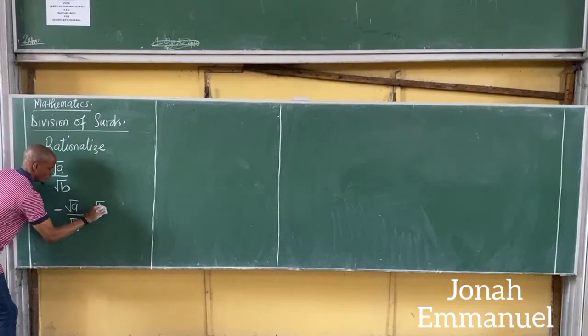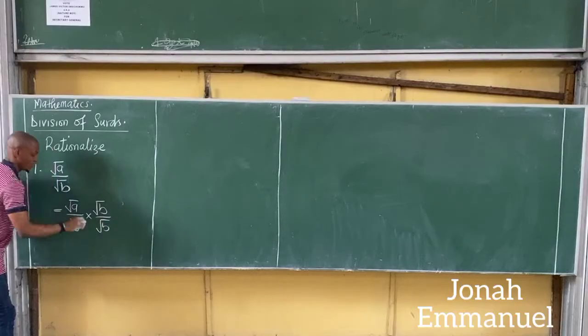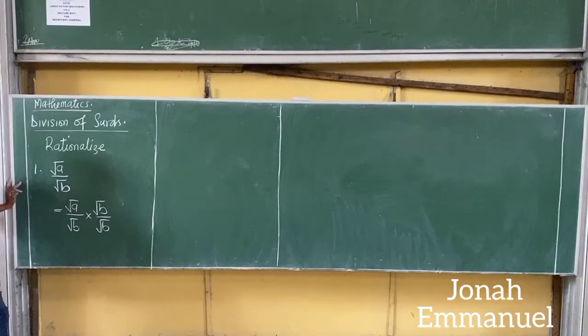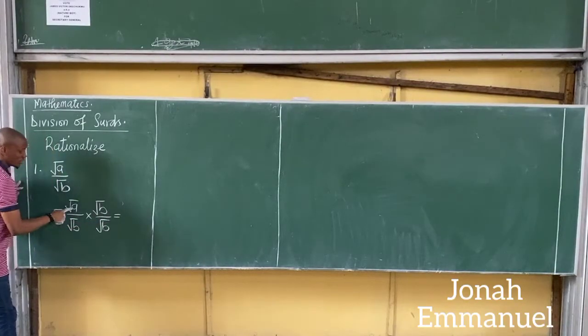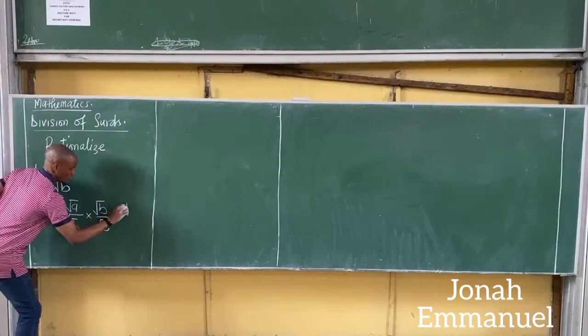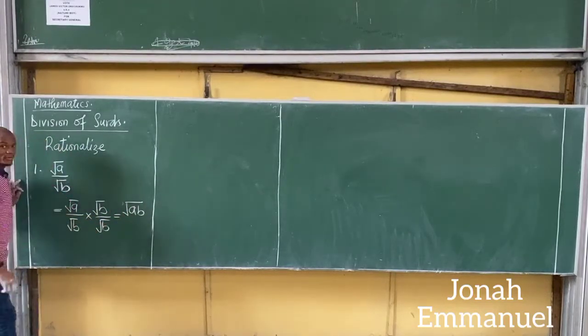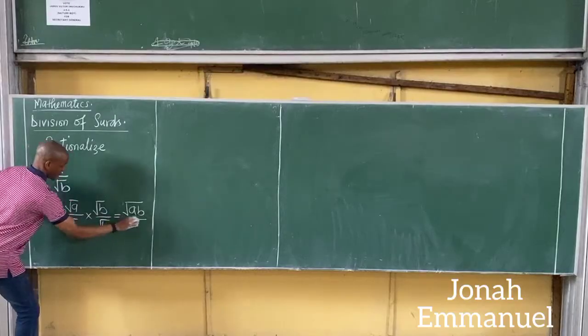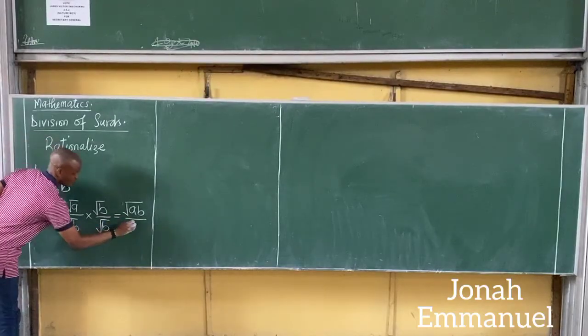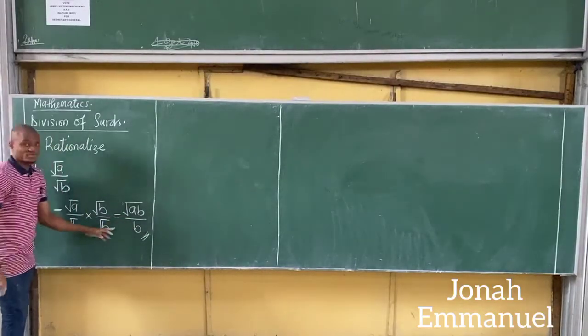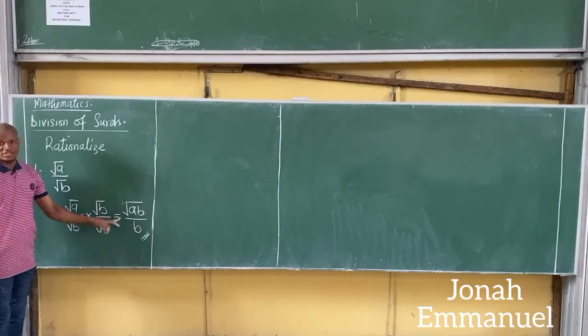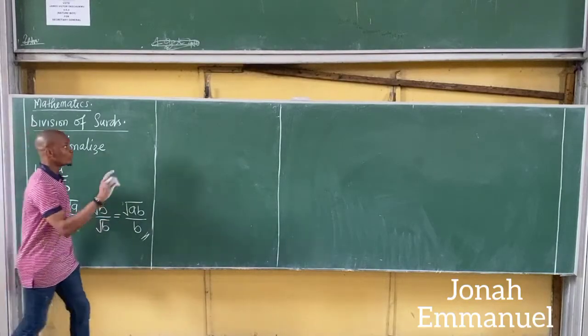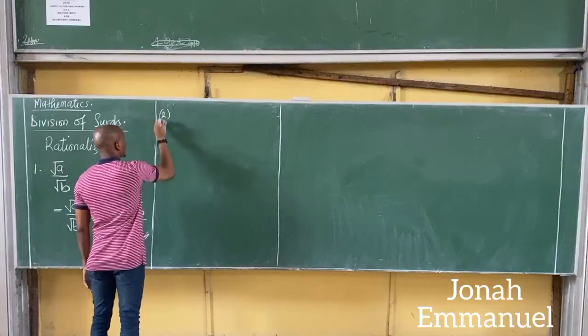So it becomes root A all over root B, multiplied by root B over root B. That's the concept. It's now equal to root A times root B, all over root B times root B, which gives you B. This is form 1.